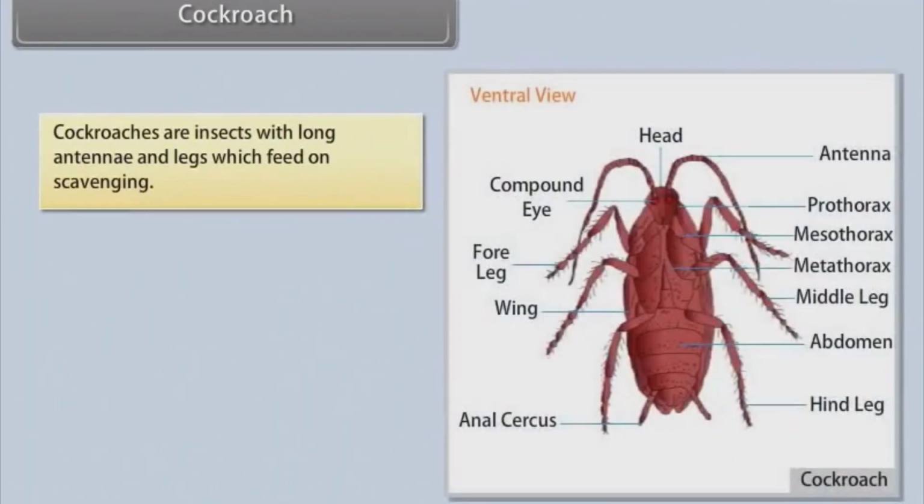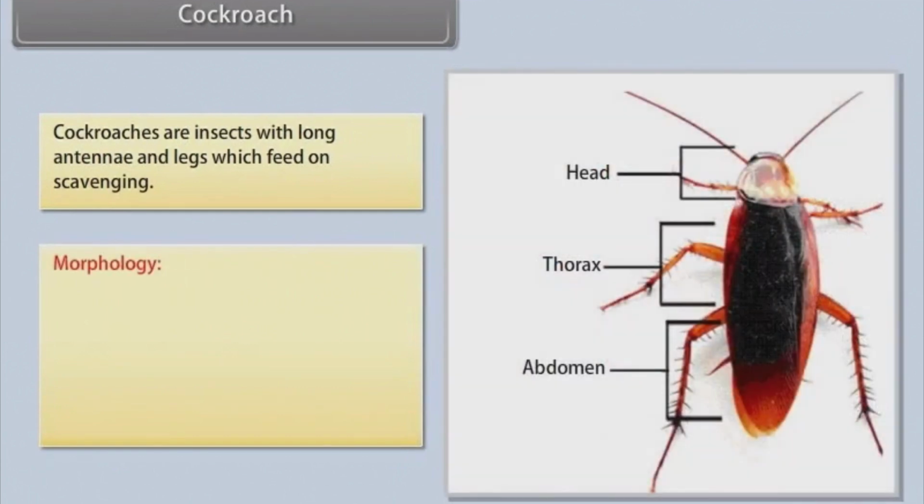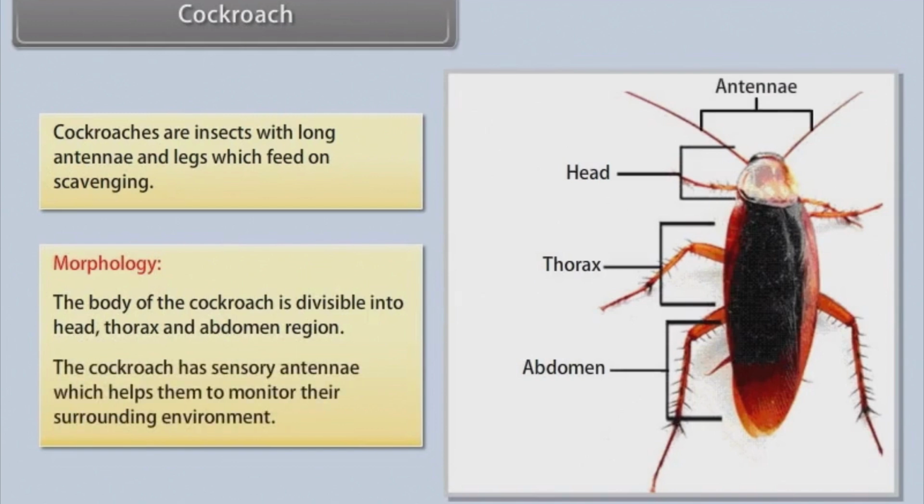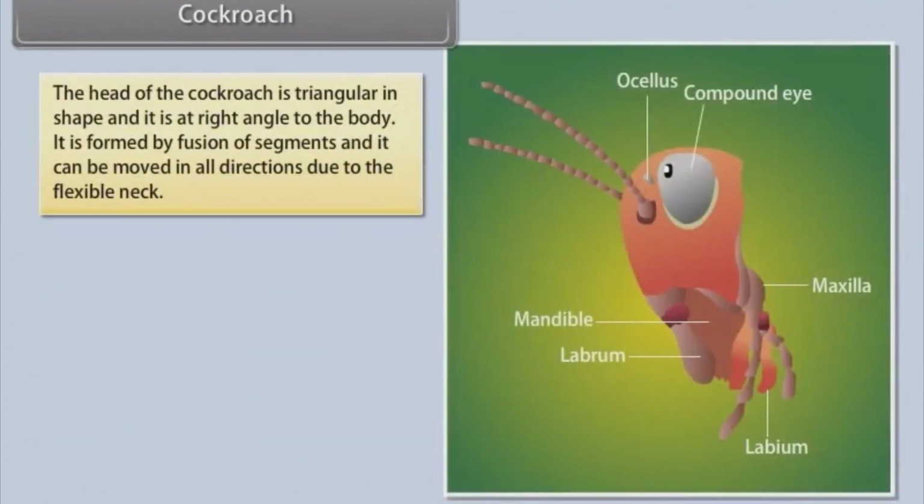Cockroach. Cockroaches are insects with long antennae and legs which feed by scavenging. Morphology. The body of the cockroach is divisible into head, thorax, and abdomen regions. The cockroach has sensory antennae which help them to monitor their surrounding environment. The head of the cockroach is triangular in shape and it is at right angle to the body. It is formed by fusion of segments and it can be moved in all directions due to the flexible neck.